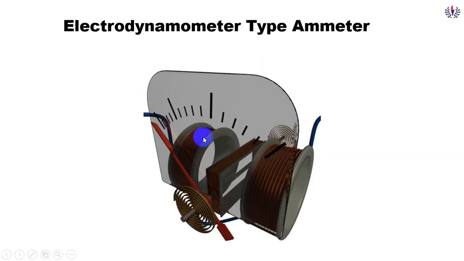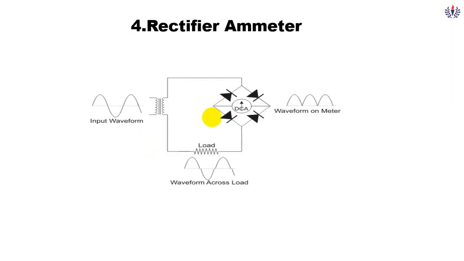So this is the construction here. You can see the fixed coils here, both of them, and one moving coil. This moving coil is mounted over the spindle with a bearing arrangement. You can see the spring control over here, and this pivot has a pointer. This pointer is made to move over this scale so that we are able to measure the value of the current. So this is the electrodynamometer type.